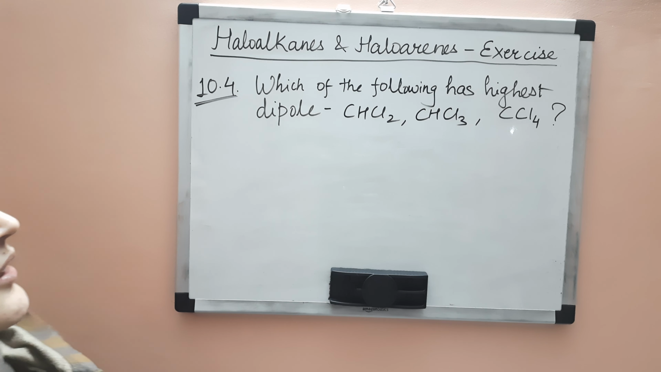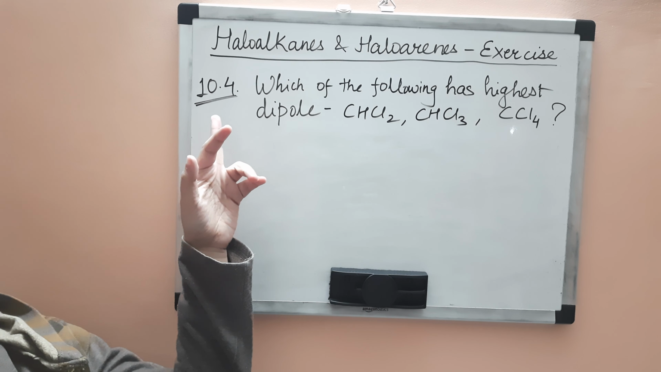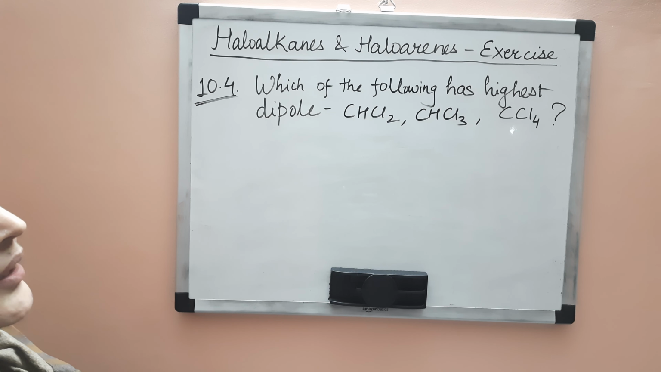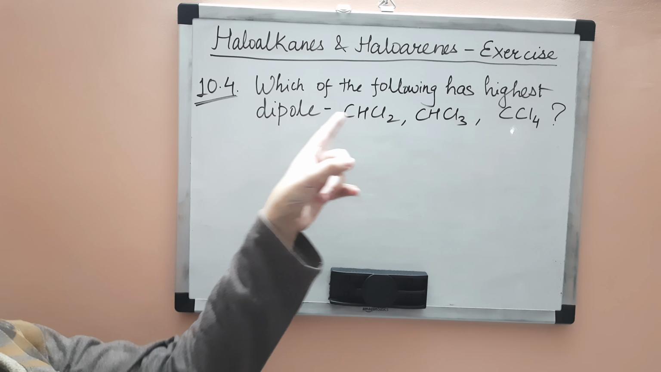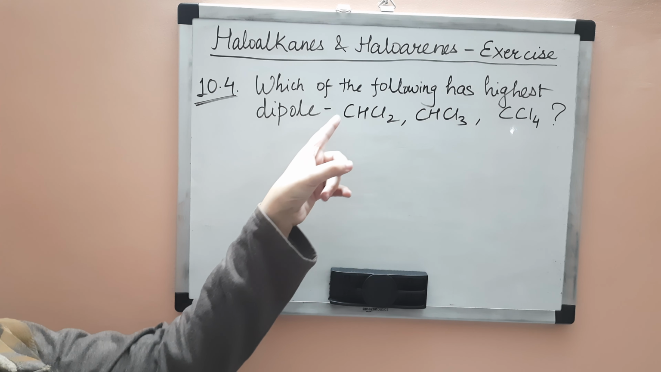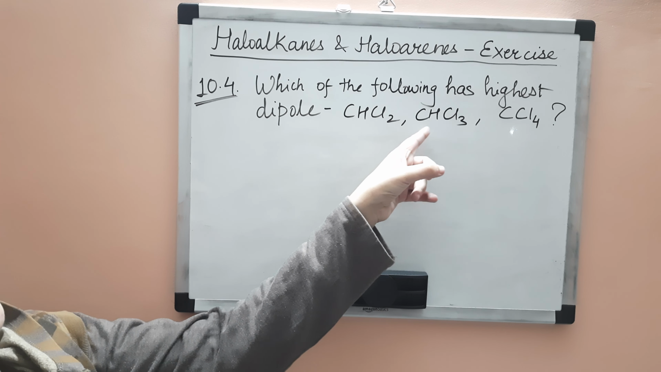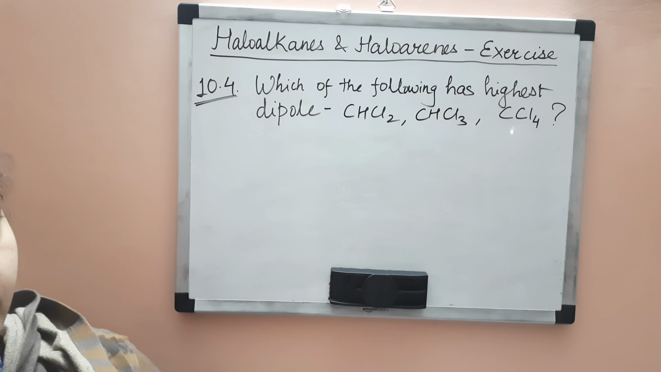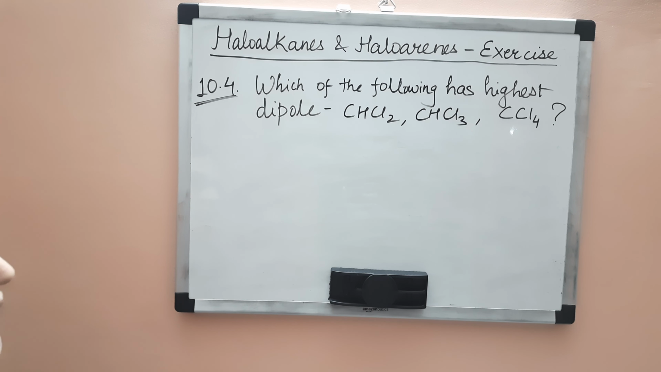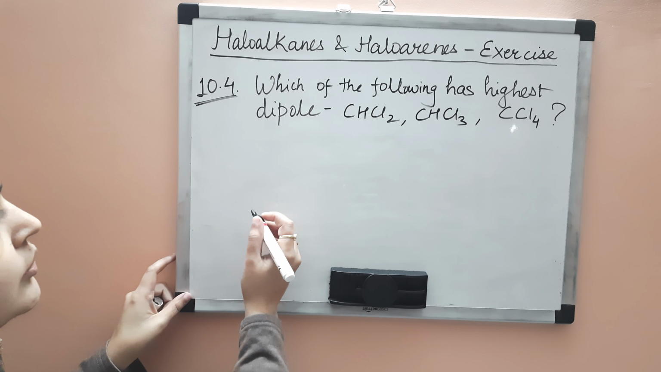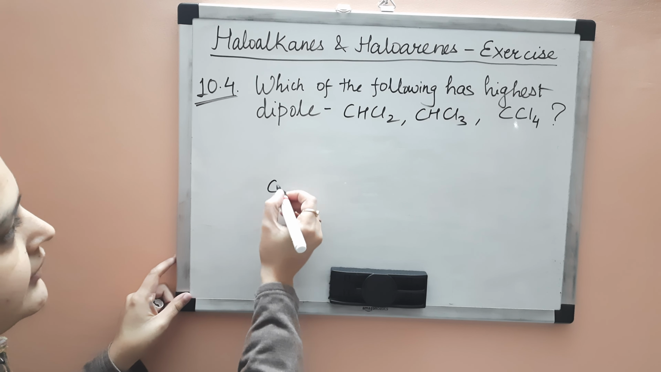Hello everyone. Today we'll do question 10.4 of the haloalkanes and haloarenes exercise, and the question is: which of the following has the highest dipole moment? The compounds are CH2Cl2, CHCl3 and CCl4. First we will draw the structures. All of them will have a tetrahedral structure.